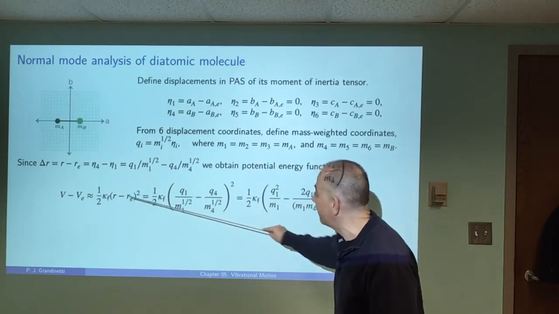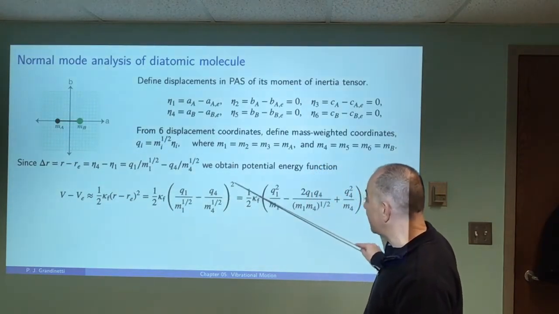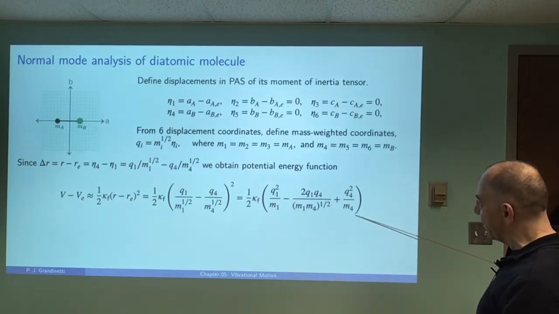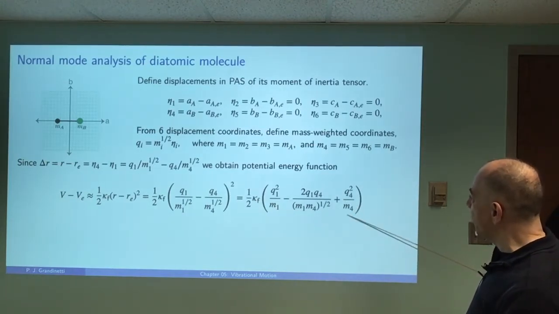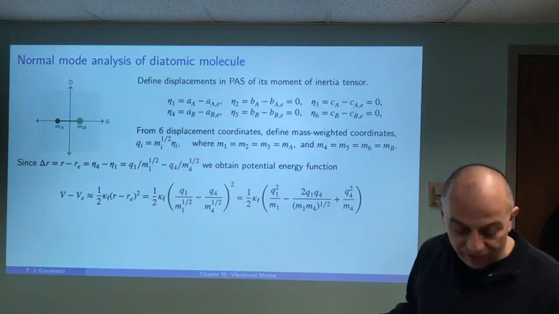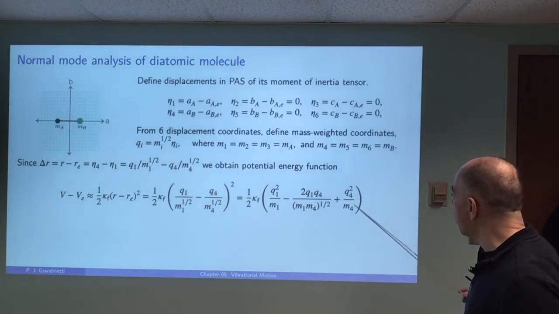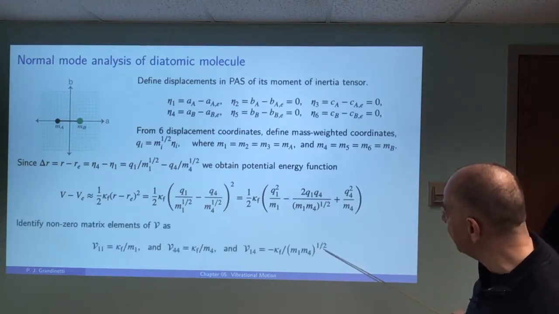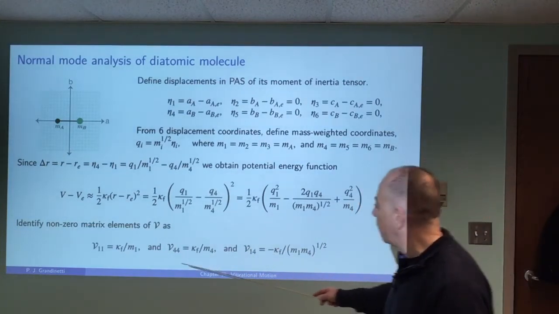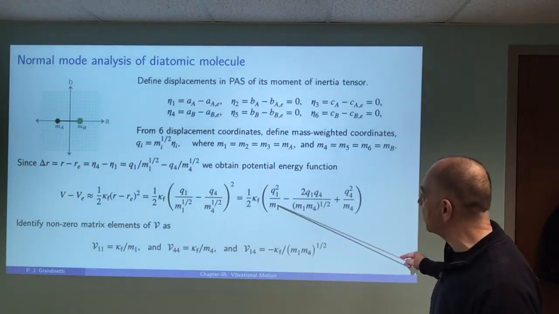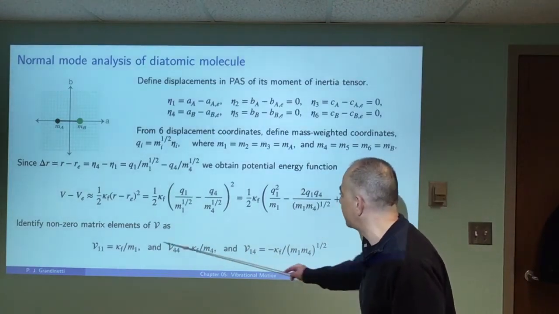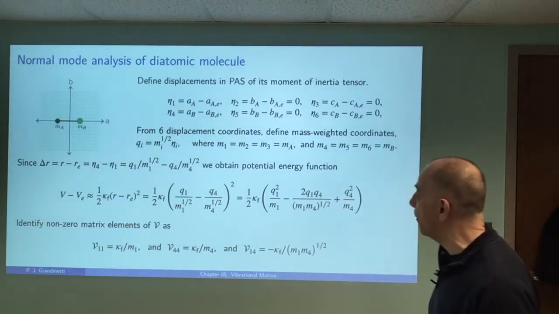So I'm replacing that with this, and then expanding out that square, I get this term right here. And this is the potential energy function that we need to take the second derivative of to get our script V matrix. And you can just look at this and you can see right away that there's going to be only V11, so the derivative with respect to Q1 and Q1, which is V11, and that's going to come out to be just kappa F over M1.